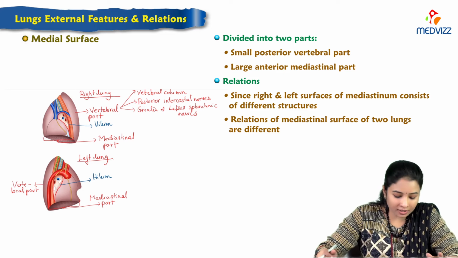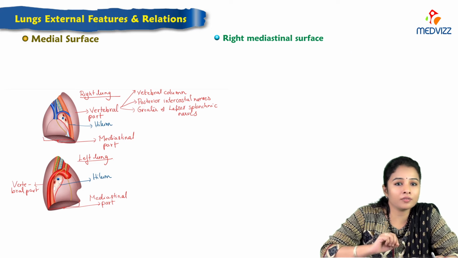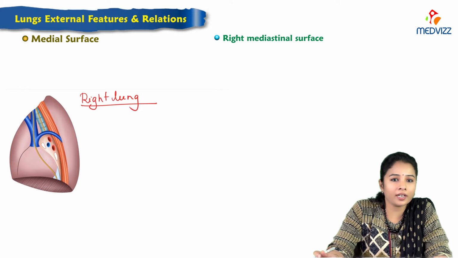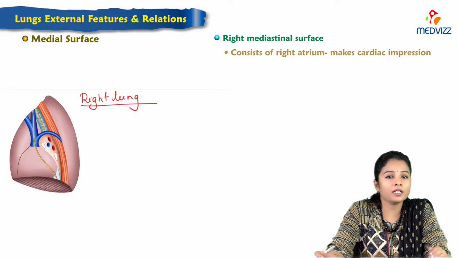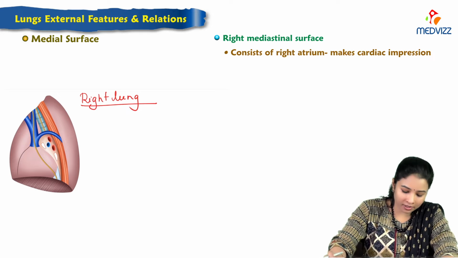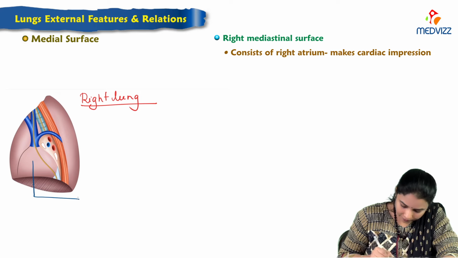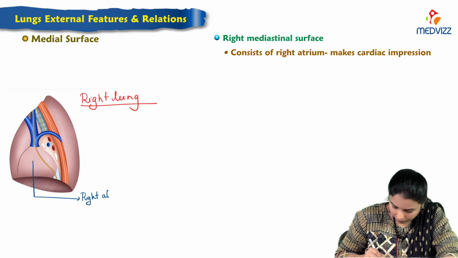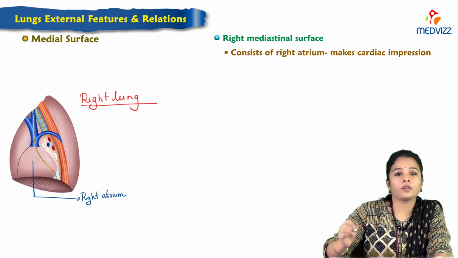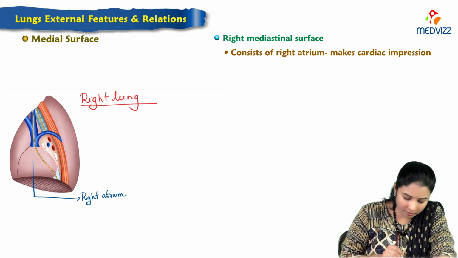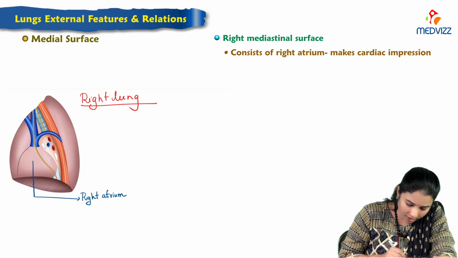So first we shall discuss the mediastinal surface of the right lung. Let's see the mediastinal relations on the right lung. It mainly consists of the right atrium. So it is related to the right atrium, which makes a cardiac impression. This impression is called the cardiac impression, where the right atrium of the heart is related.